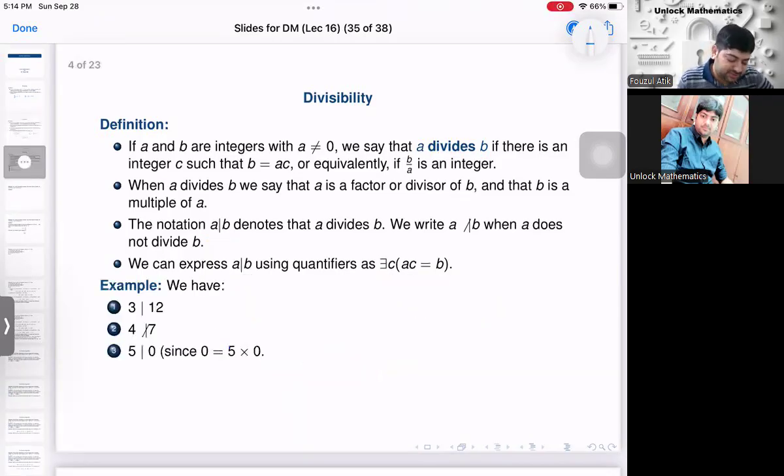We have a few more examples. 3 divides 12, but 4 does not divide 7. 5 divides 0, because 0 is divisible by any integer. These are things we know already and are very easy. The only thing we are learning is the notation.